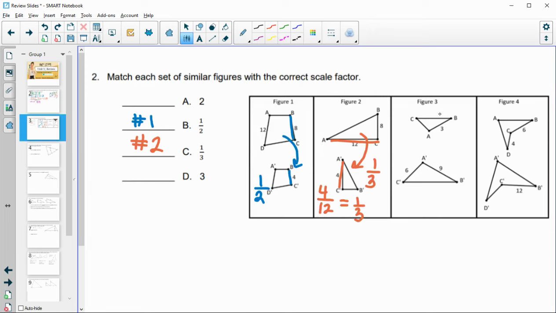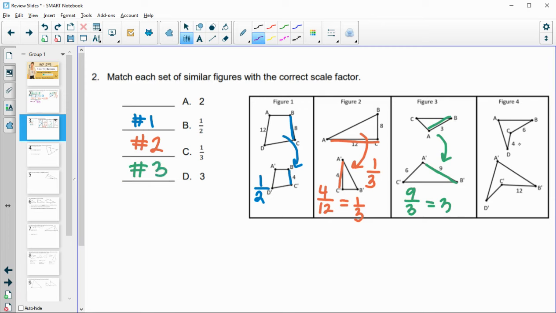Next one, so here's our original ABC, and it's going to this one, which is getting larger. So our new measurement is 9. Our original measurement is 3. That's 3 times bigger. So 9 divided by 3 is 3. So part D is figure 3.